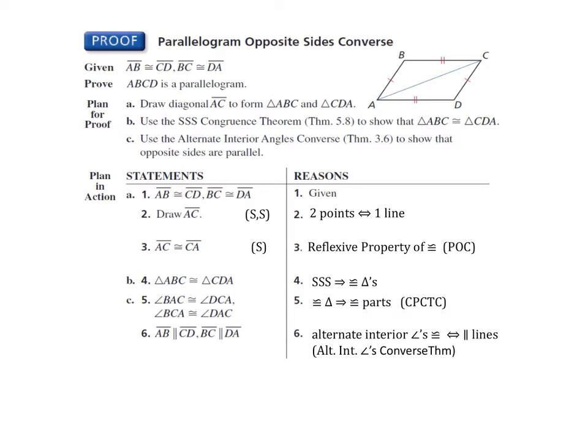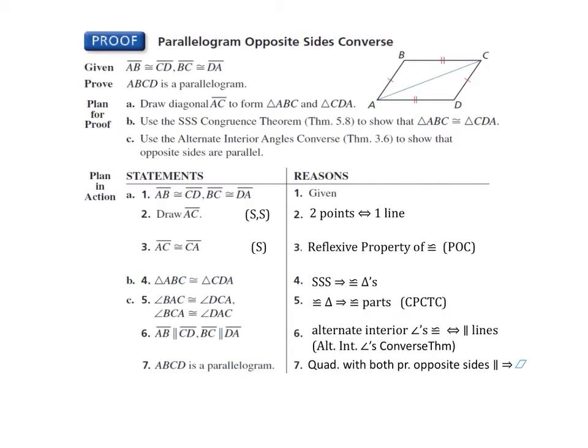And because we have alternate interior angles congruent, then we can conclude that segment AB is parallel to CD, and that segment BC is parallel to DA. Reason, alternate interior angles congruent implies parallel lines. In other words, this is the alternate interior angles converse theorem. And since we have opposite sides parallel, we can conclude that ABCD is a parallelogram. Both pairs of opposite sides parallel implies parallelogram. This is the conclusion of our proof because we wanted to prove that ABCD is a parallelogram.